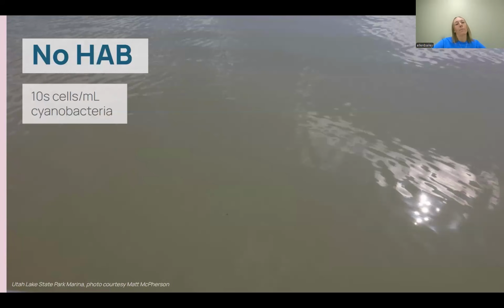Here's the picture from Utah Lake. And it doesn't look like there's a HAB present, but HABs, harmful algal blooms, are present in most bodies of water. It's a natural thing. They're naturally occurring. They've been around since life originated. But here, we did take a sample, and there was a very small amount, in the tens of cells per mil, of cyanobacteria.